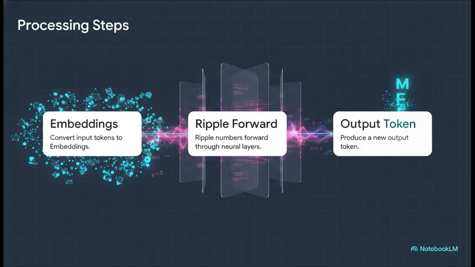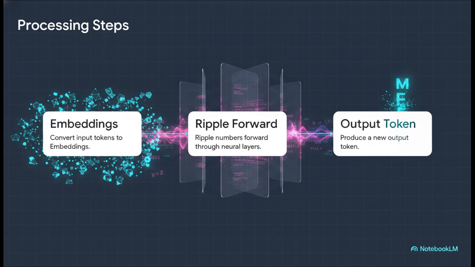And this brilliantly illustrates the three actual operational steps. Number 1, convert your input tokens into those mathematical embeddings. Number 2, let those numbers ripple forward through the successive layers of the neural network. And number 3, produce a new output token. Notice something? There's no looping back, there's no internal pondering or rereading.